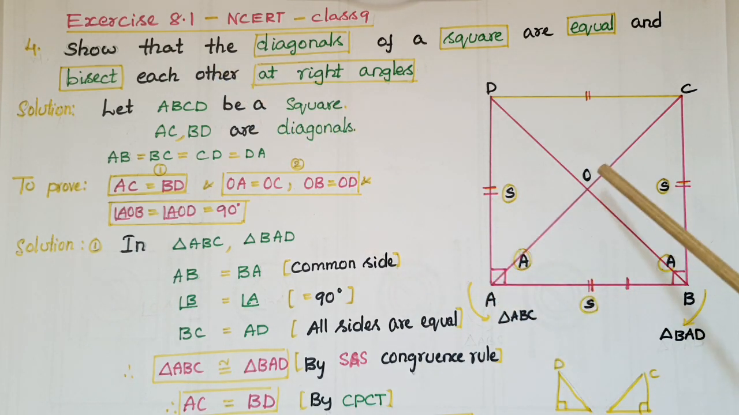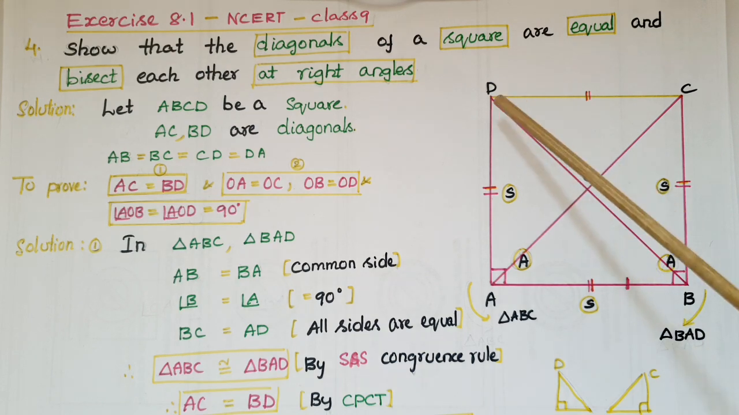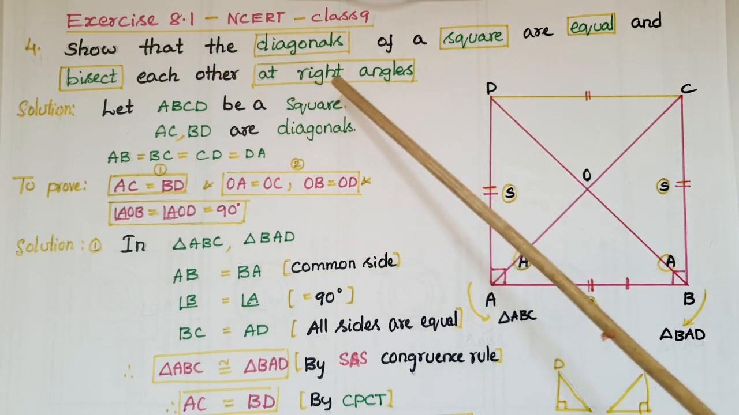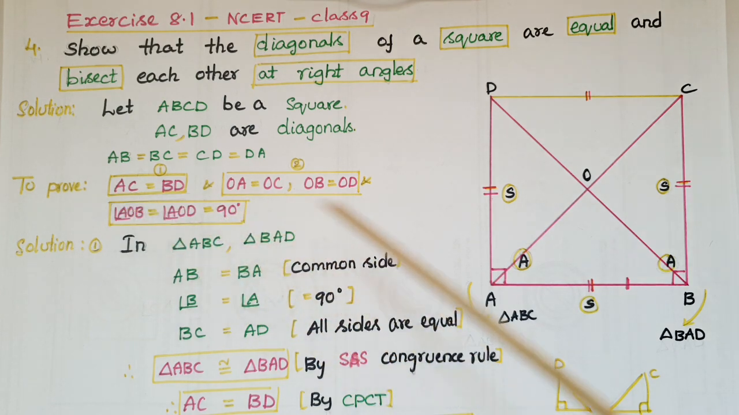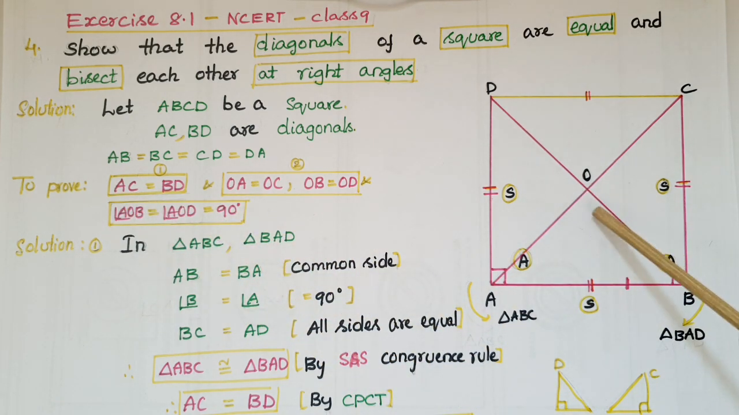Diagonals bisect each other means we have to prove that OA is equal to OC and OB is equal to OD. And next, diagonals bisect each other at right angles. That means we have to prove that angle AOB is equal to angle AOD, and these two angles are equal to 90 degrees.